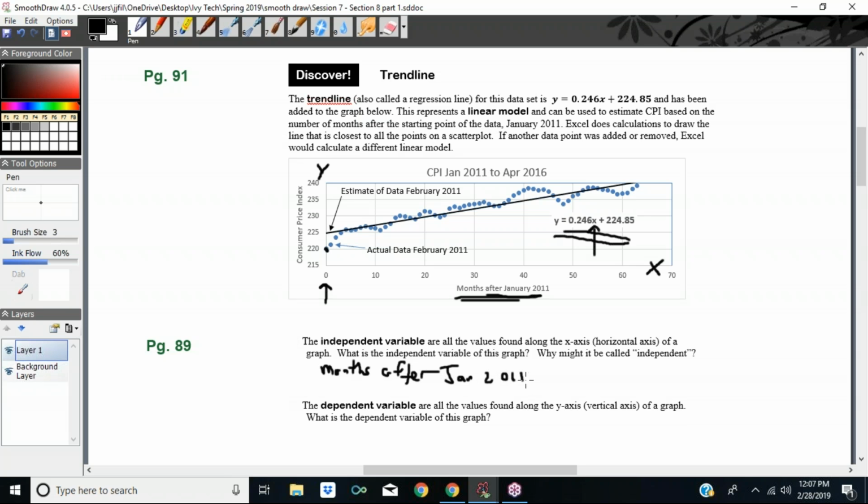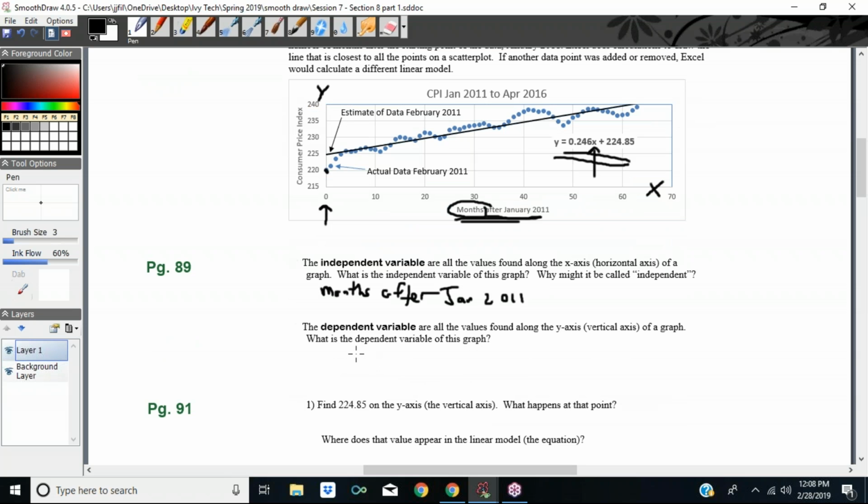And it says, why might it be called independent? Well, think about what it is. It's a time unit, right? And time is independent of basically all other things. It's not dependent upon anything else. Now, the consumer price index is the dependent variable.